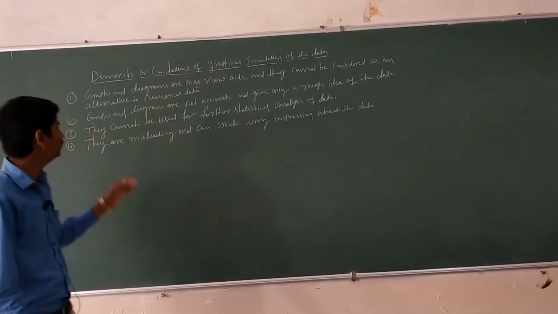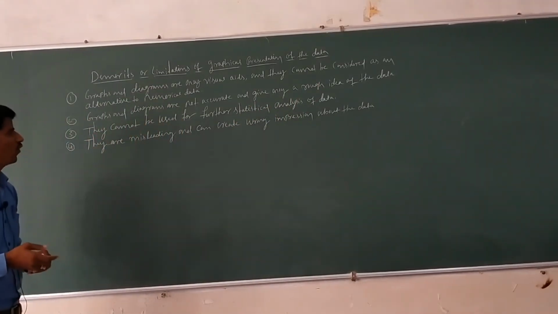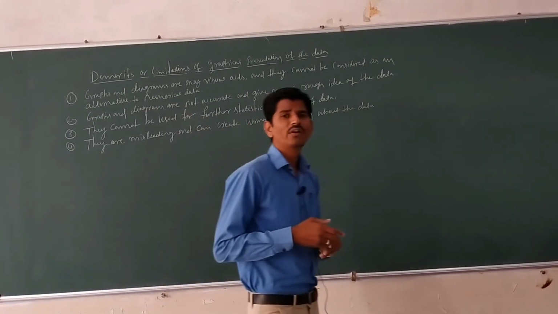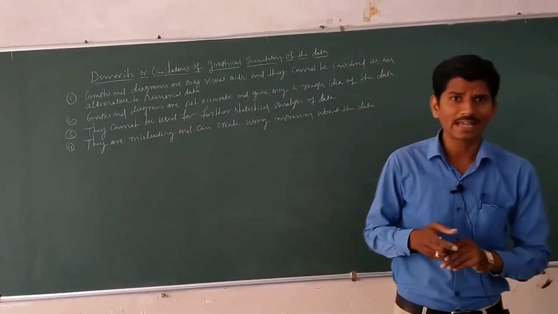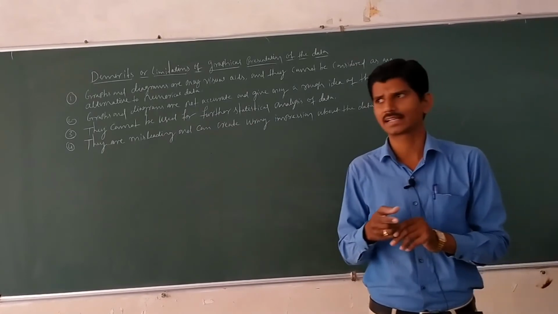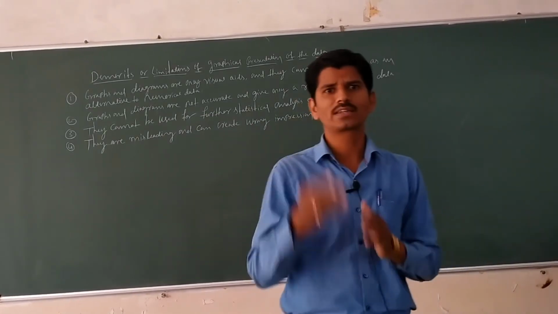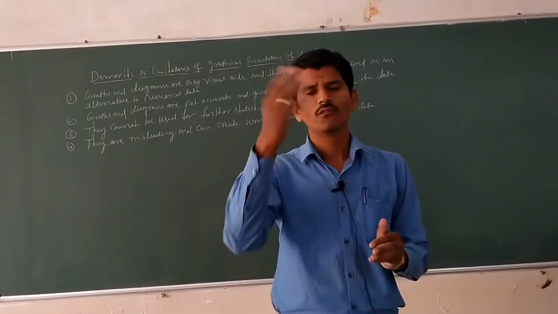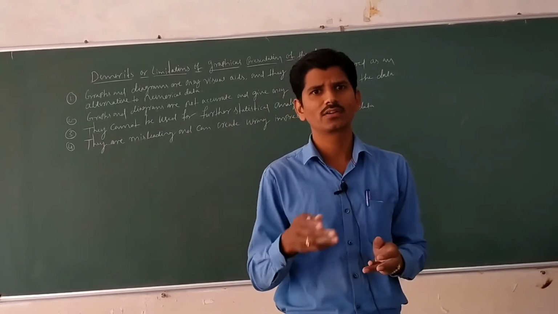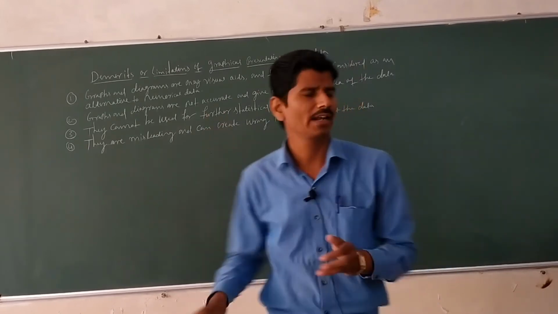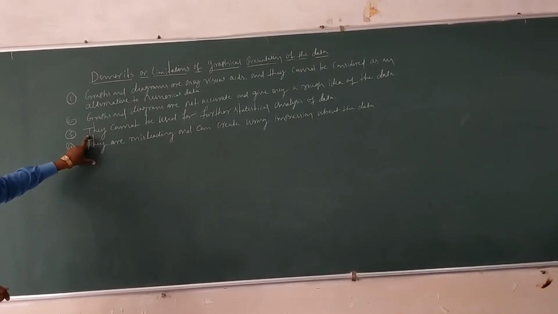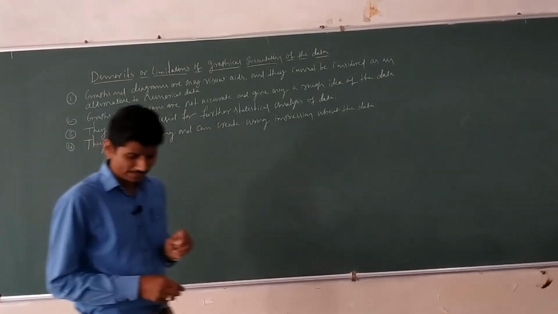The third one: they cannot be used for further statistical analysis. Diagrams and graphs cannot be used for further statistical analysis, for example in the research field. Okay, it is a drawback. The fourth one: they are misleading and can create a wrong impression about the data.